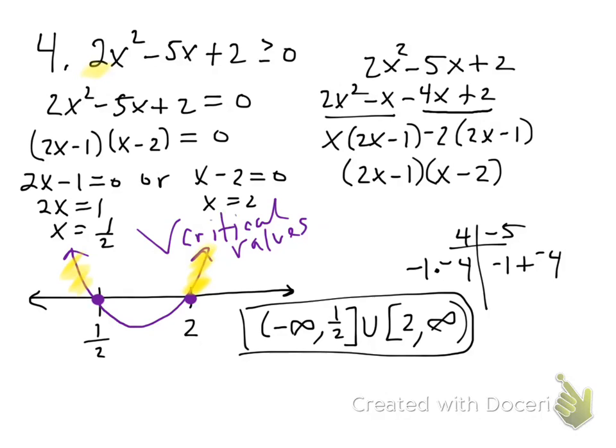And so now let's make sure we understand what this means. If you pick a number that's smaller than a half and you plug it in, this expression will be greater than 0. If you plug in a number that's greater than 2 into this expression, 2x squared minus 5x plus 2, you're going to get something that's greater than 0. Of course, when we're equal to a half or 2, this expression is equal to 0, and that's also part of our solution. All right, let's look at one last example.